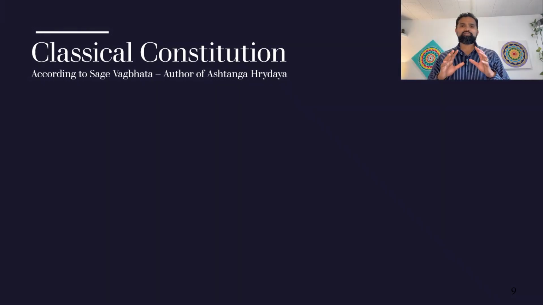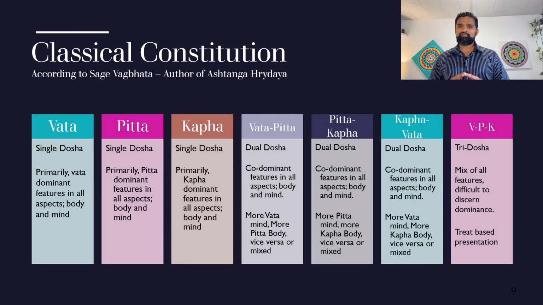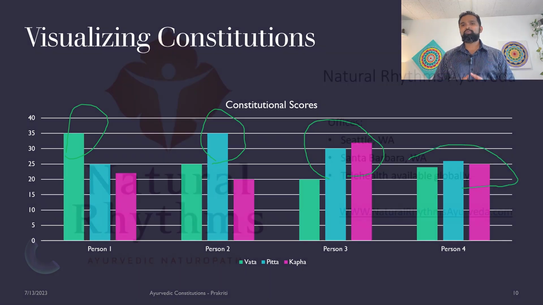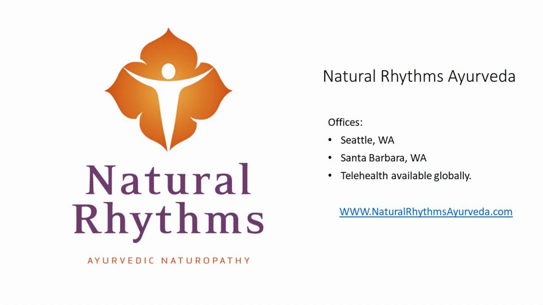There can be 7 basic constitutions, and when we take the Ayurvedic quiz, it helps us to understand our constitutional score. Here are some examples of that constitutional score. You can be single dosha dominant, you can be dual dosha dominant, or you can be tridoshic. After you take your quiz, you will find out your constitution, and we will be able to use this information to give you appropriate guidance for your well being.